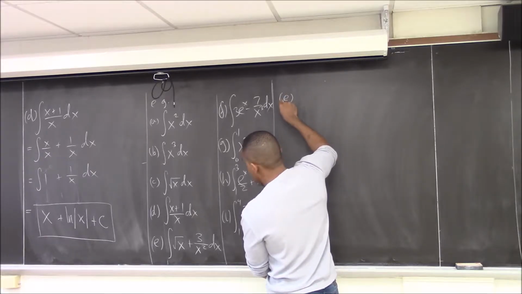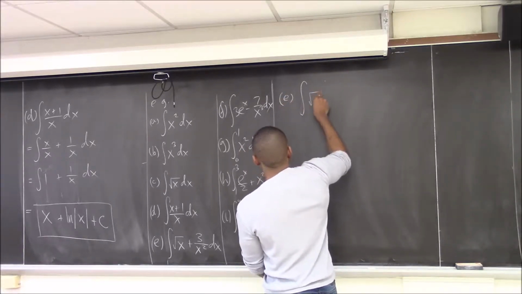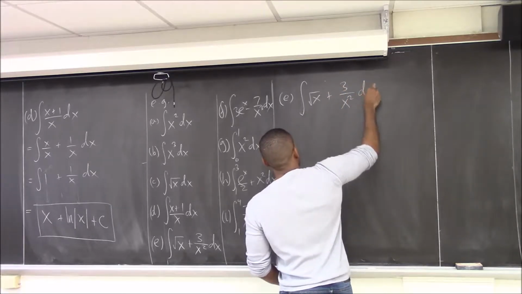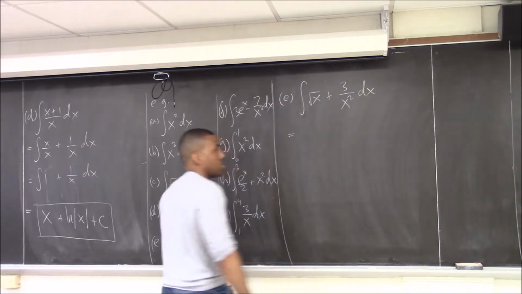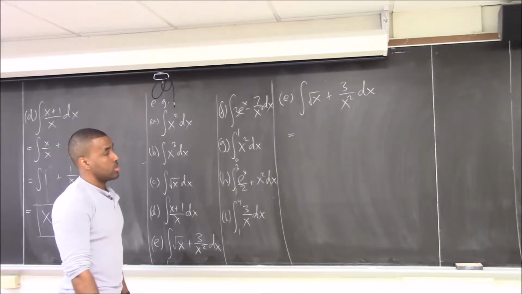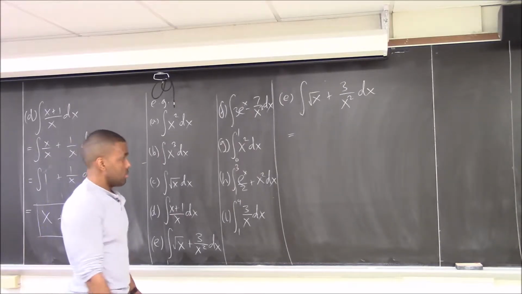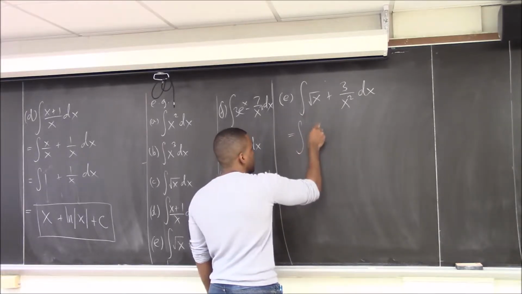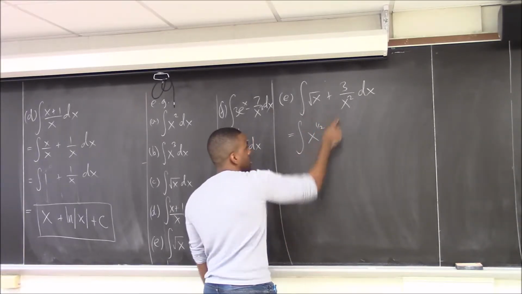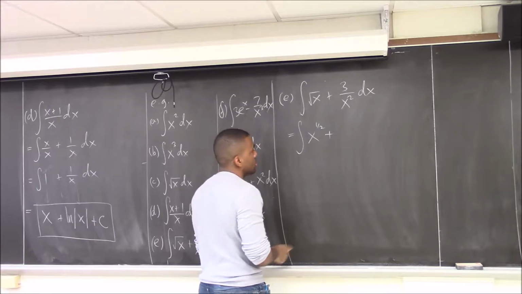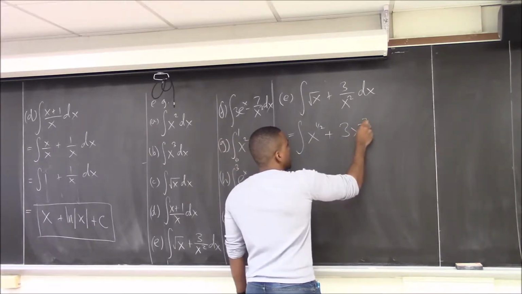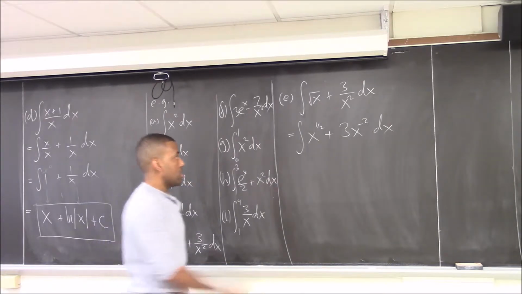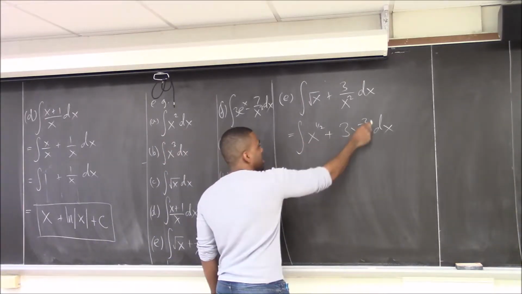Let's do E. We're looking at a sum of things now. Okay. I can rewrite it because there is no rule that looks like that. What about this? 2x minus 2. Now this looks like the power rule.